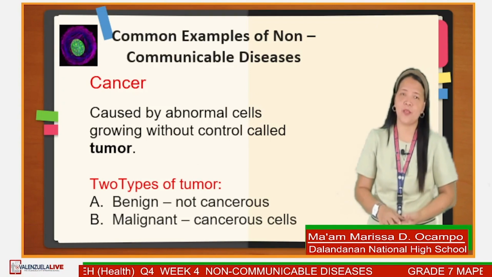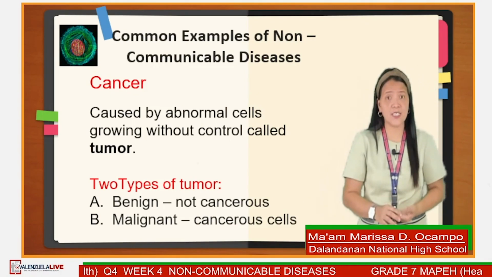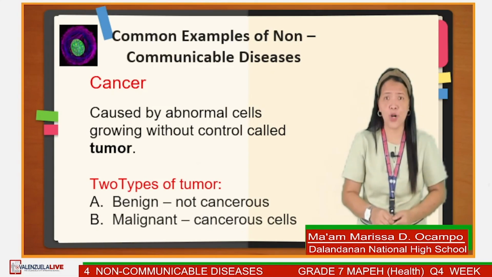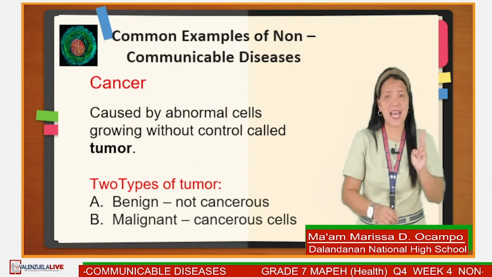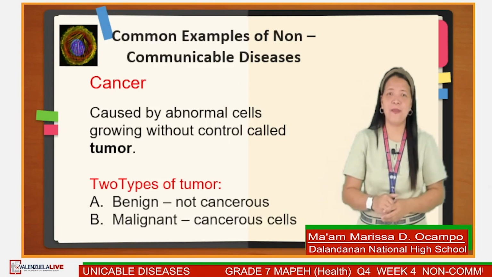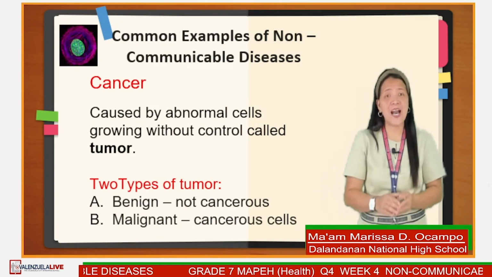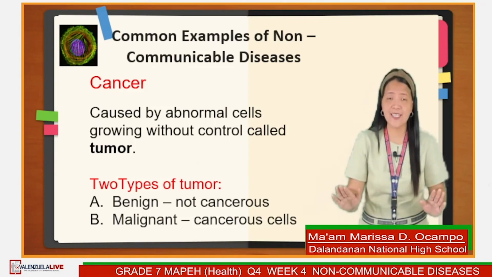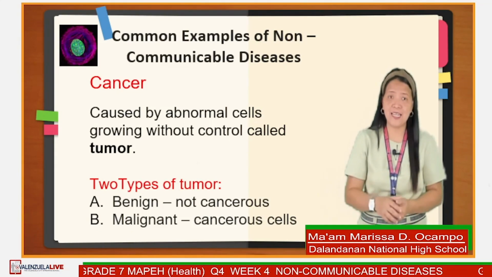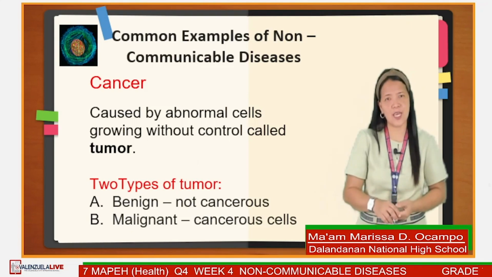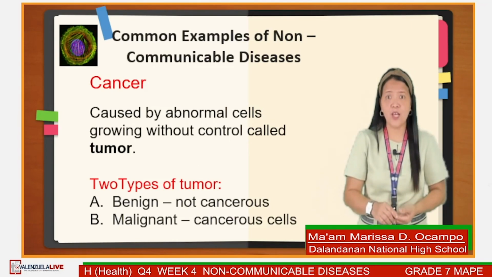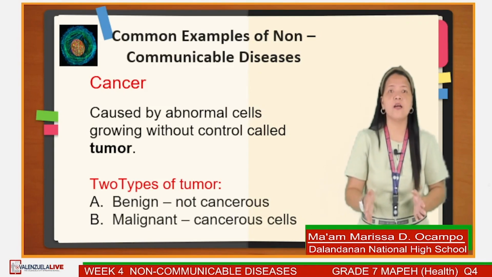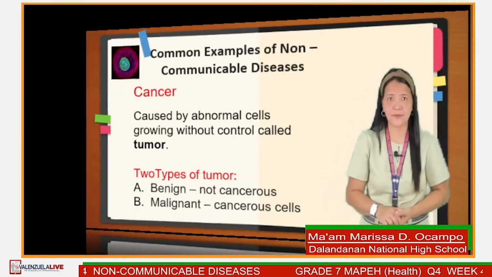Cancer, caused by abnormal cells growing without control, called tumor. There are two types of tumor: benign, masses of cells that are not cancerous and do not spread; malignant, cancerous cells that may spread to other parts of the body by moving along the blood vessels.